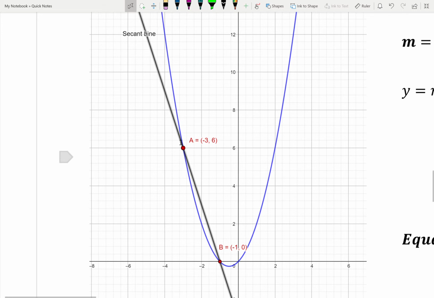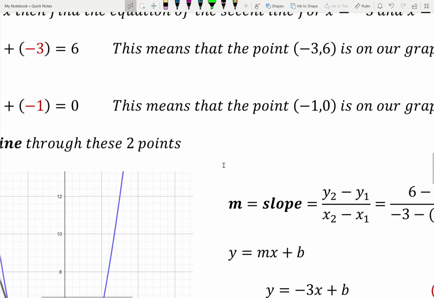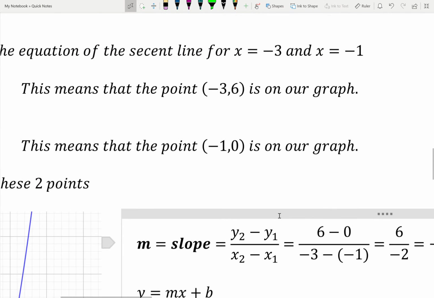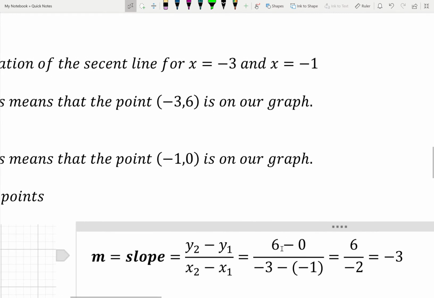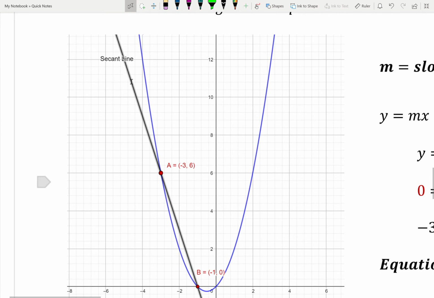Anytime I want to find the equation of a line, the first thing I do is find the slope. I'm going to use regular rise over run here. The slope equals y2 minus y1 divided by x2 minus x1. So I have 6 minus 0 divided by minus 3 minus minus 1. I'm using these 2 points that we've located, and I'm finding the slope. It turns out that the slope is minus 3. So the slope of this secant line connecting these 2 points is negative 3.